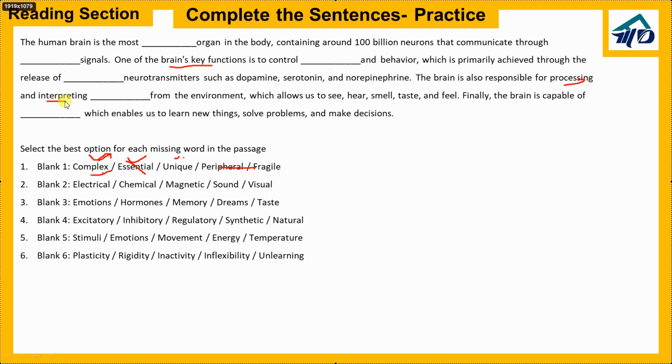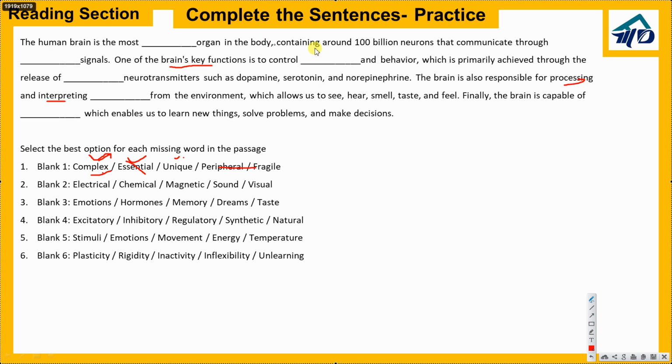It means when there are things happening in the brain, you won't be calling it unique. You will be saying, okay, very complex processes are occurring in the brain. Based on that, I'll go with complex here.